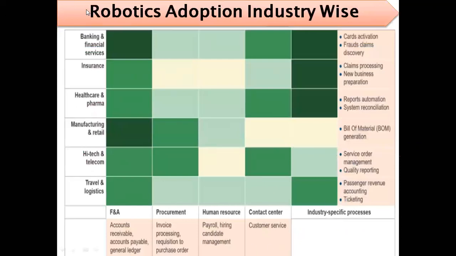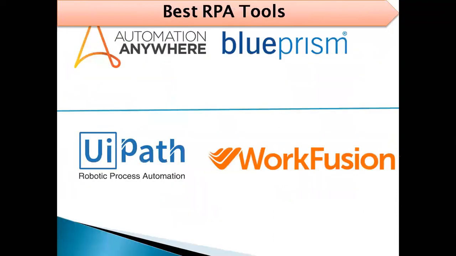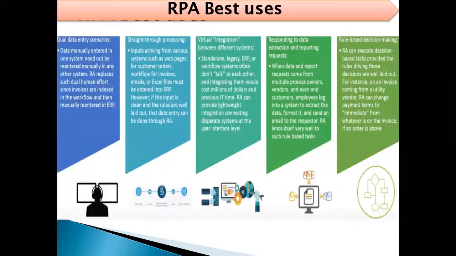And the industries that have adopted this RPA are banking, financial services, insurance, and manufacturing. And what are the different RPA tools we have? We discussed around 20 tools in the market. Out of that, the main tools are Automation Anywhere, Blue Prism, and UiPath. And the best use cases of RPA, where exactly it can be implemented, are dual data entry scenarios, straight-through processing, virtual integration, responding to data integration and reporting requests, and rule-based decision making.